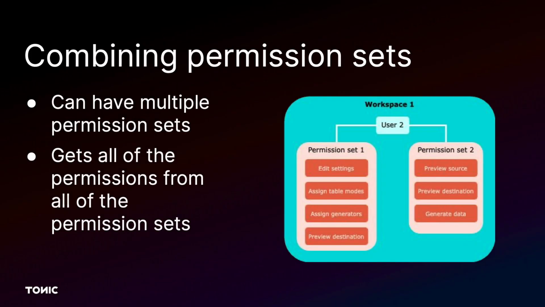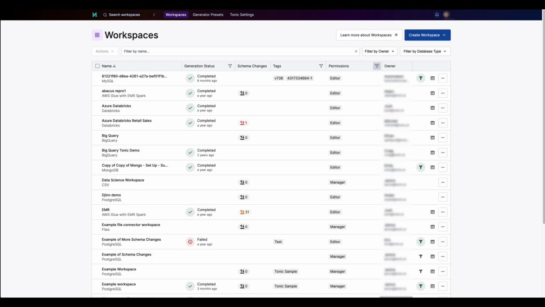You can assign a user or group multiple custom permission sets in a workspace. They get all of the permissions from all of their assigned permission sets. For each workspace, Workspaces view displays the workspace owner and the permission sets assigned to the current user.